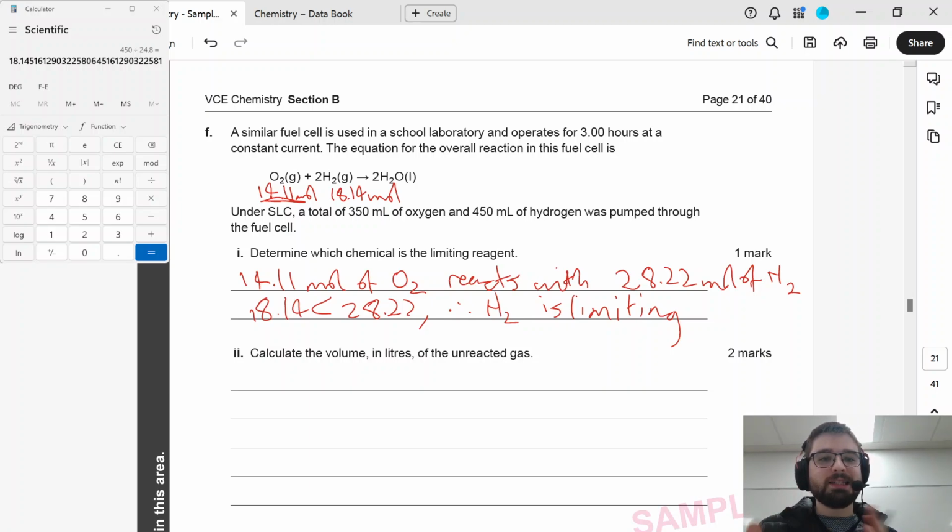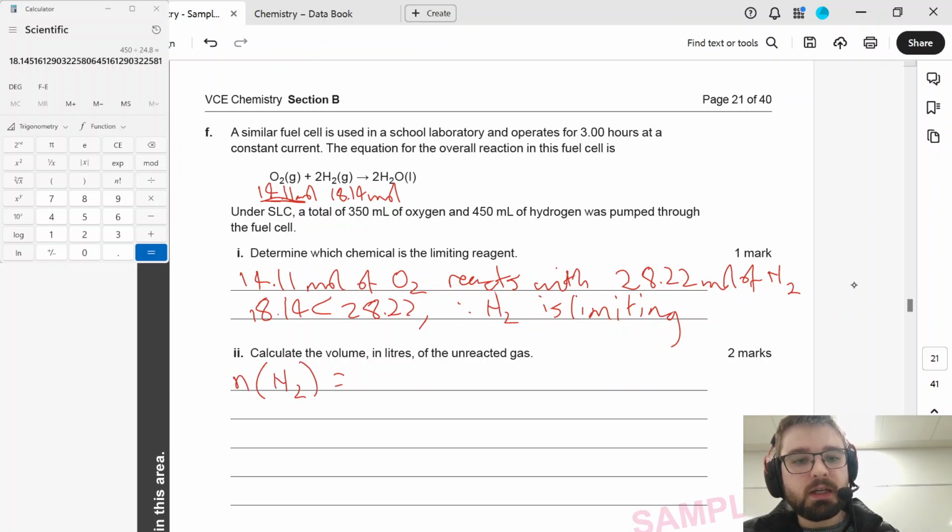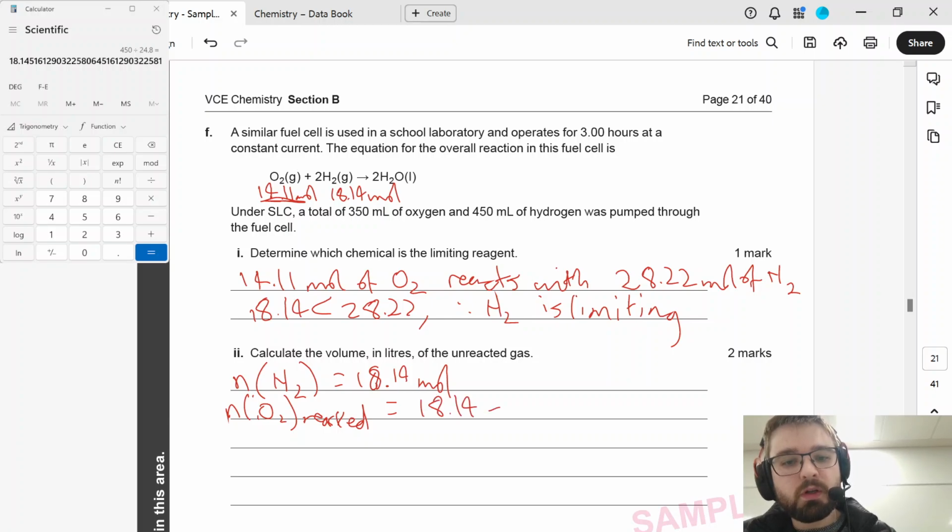Now remember, we're looking at gases here, and there is no mass involved if we're just going between a volume and an amount. So you don't need to even use the molar mass here. Calculate the volume in liters of the unreacted gas. Okay, so basically, the amount of hydrogen reacted equals 18.14 mole. The amount of oxygen that reacted is going to equal 18.14 divided by 2, which is going to be equal to 9.07.